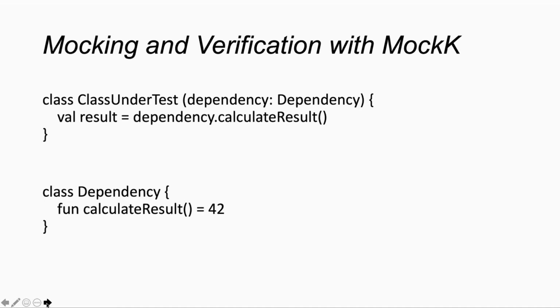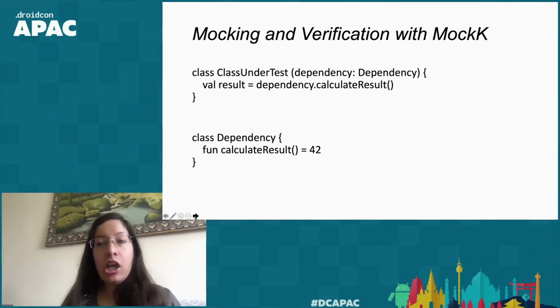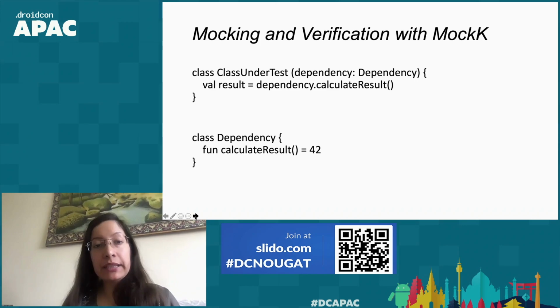Now, moving on to the second example for mocking and verification with MockK. Here you can see that I have two classes. First class is the class under test, and second is the dependency class. In the dependency class, we have a function calculate result which returns some value, and then we have the class under test which takes in the dependency and calls a dependency method. So when we are testing the class under test, we want to make sure that we test the class under test only and not the dependency class. So we'll be mocking the dependency class.